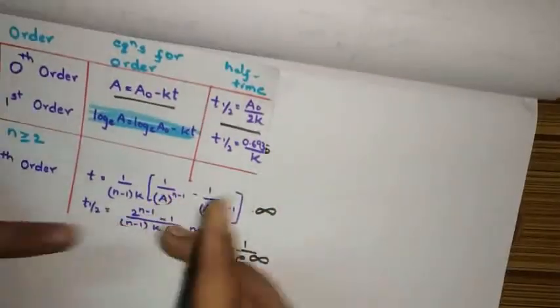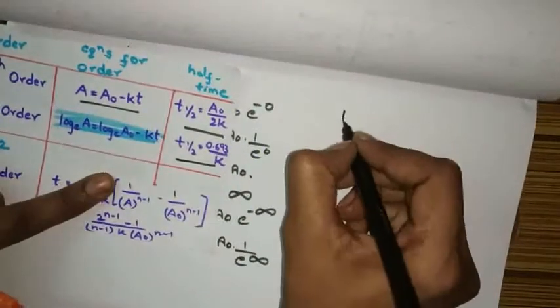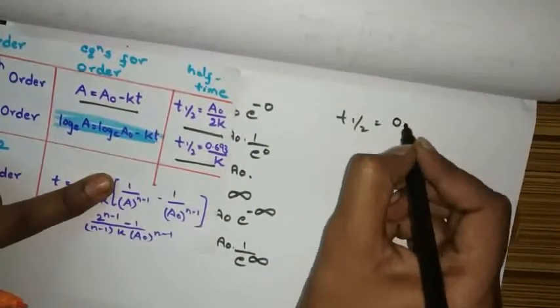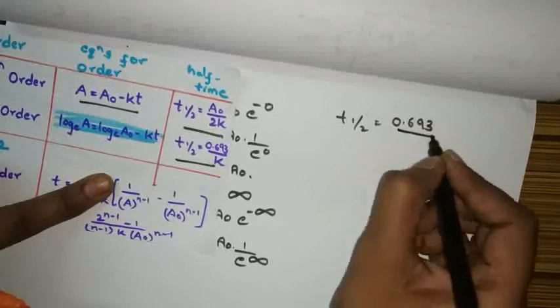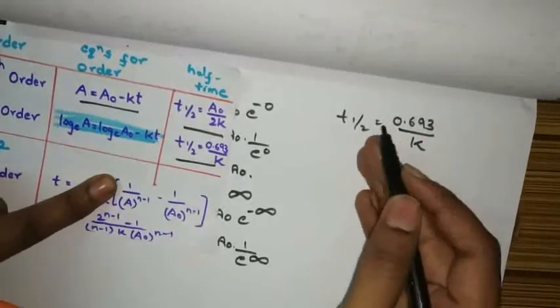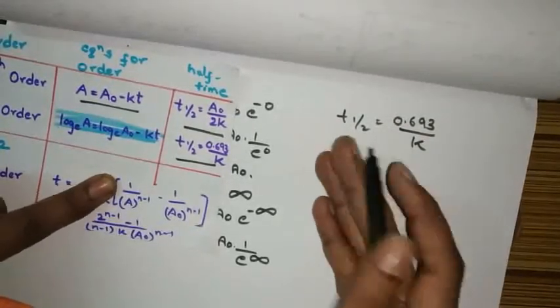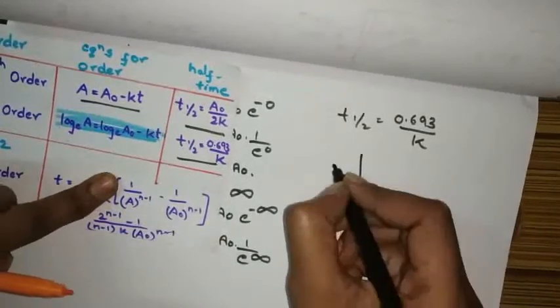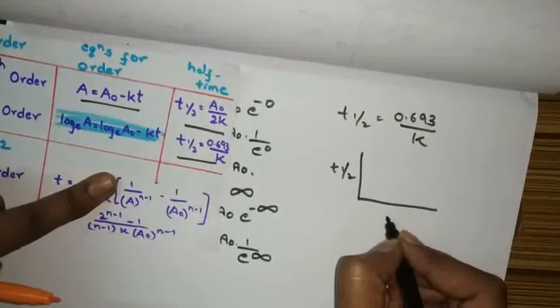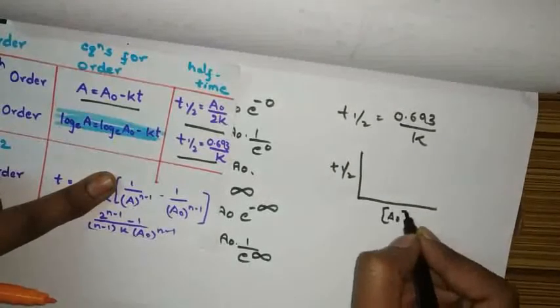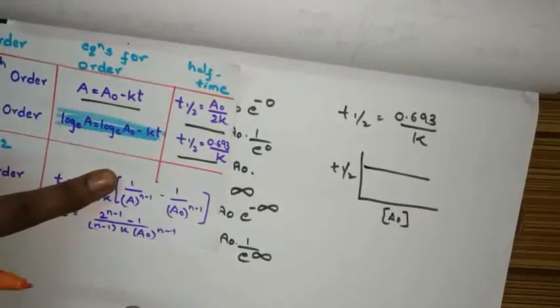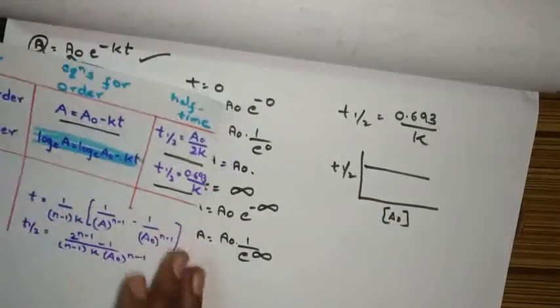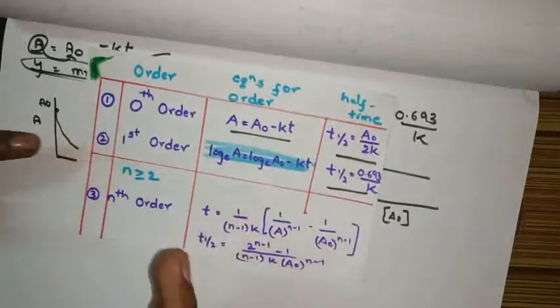Next, T half is equal to 0.693 upon K. Here the half-life time is independent of concentration. So T half, when you take the concentration, it is independent. Okay. First order graphs are completed.